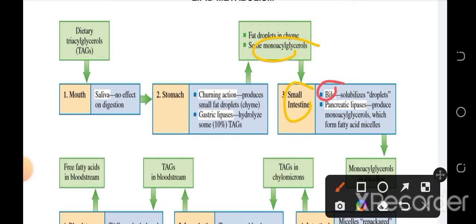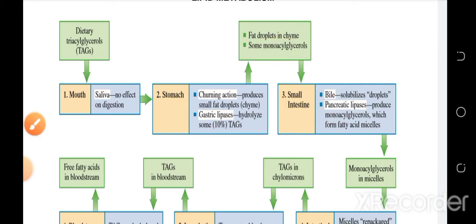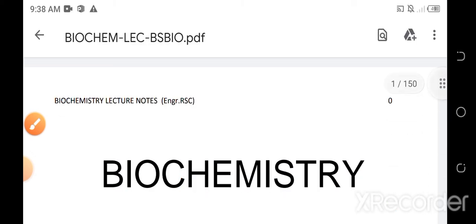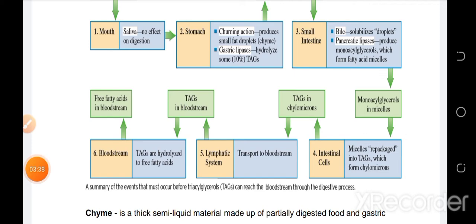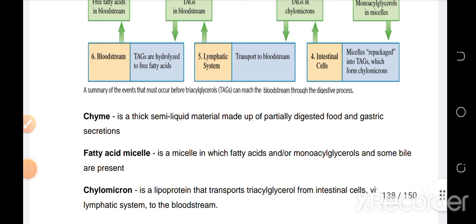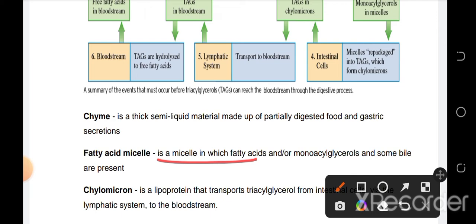And these monoacylglycerols and fat droplets will then enter the small intestine, and from there, with the presence of bile, which will solubilize these fat droplets, and with the presence of pancreatic lipases, monoacylglycerol will be produced. Kasi nga, some pa lang dito eh. So, yung remaining 10% of the triacylglycerol will be then converted into the monoacylglycerol, which forms the fatty acid micelles. Okay, going back. So, when we say fatty acid micelle, these are micelles in which fatty acids or monoacylglycerols and some bile are present.